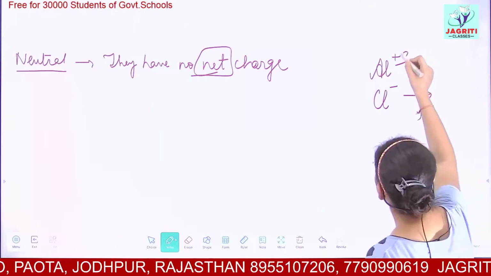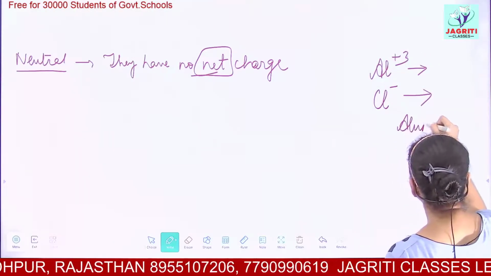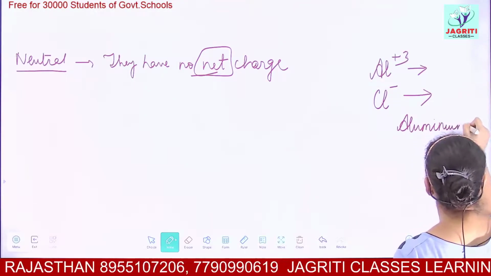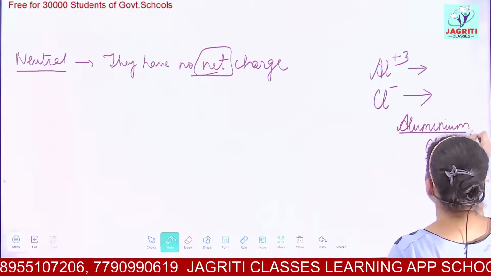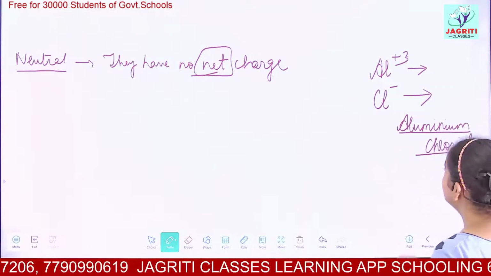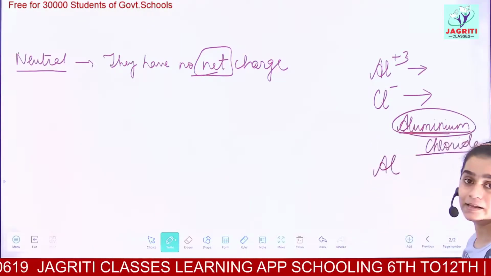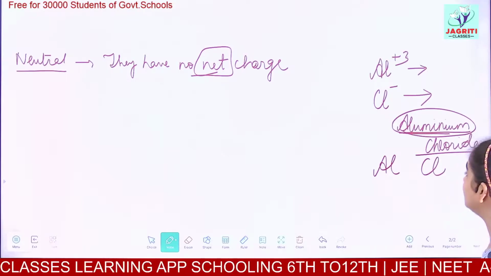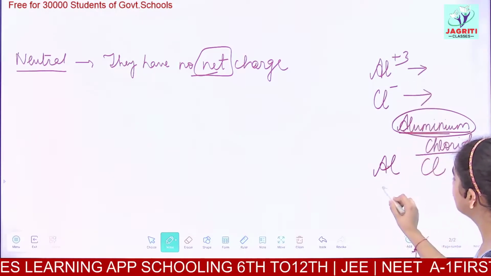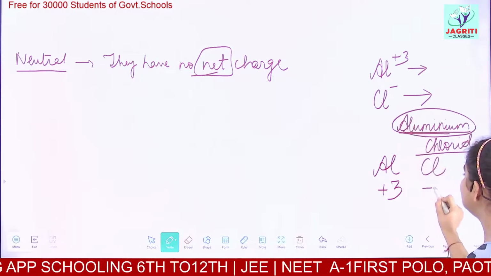So if I want to make the compound aluminium chloride, if I want to obtain aluminium chloride, then what is the formula? You first write the symbol of aluminium. Aluminium means Al. Then you write the symbol of chloride, which is Cl. The charge on aluminium is +3. The charge on Cl is -1.